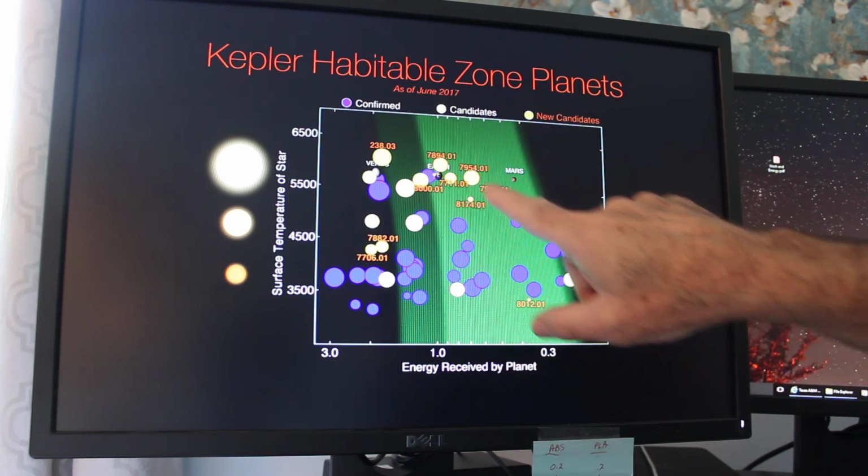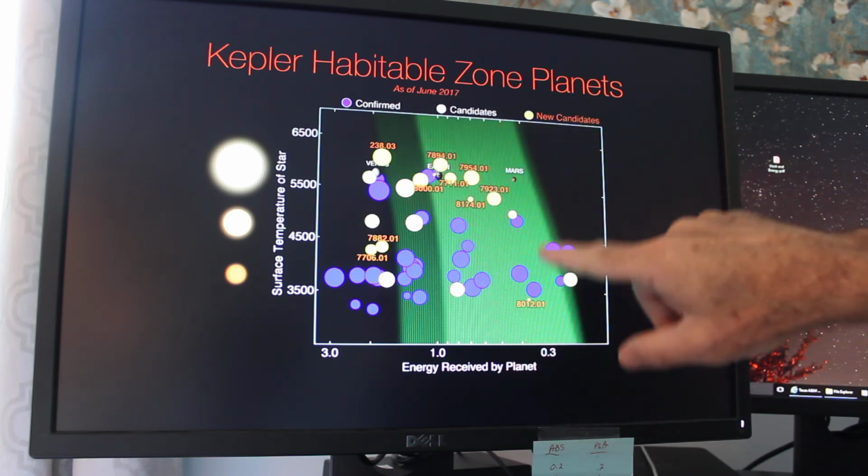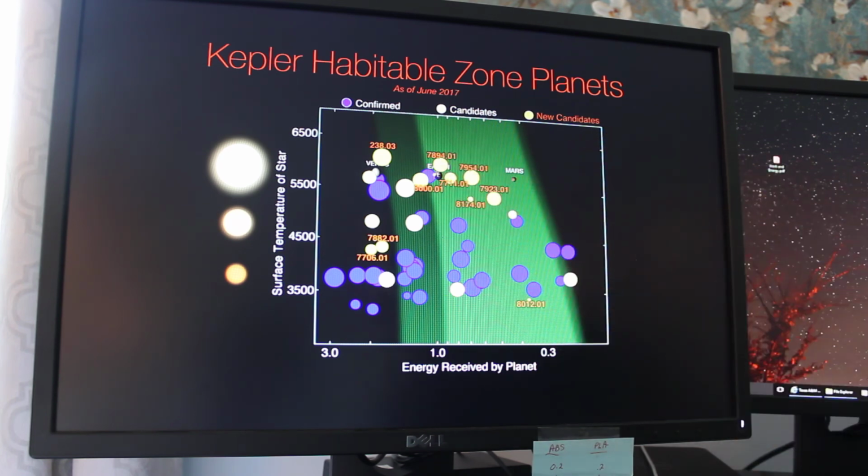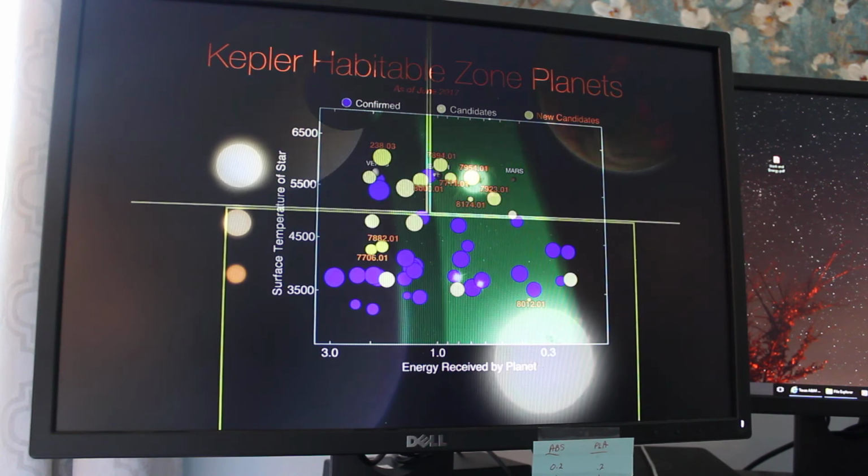All right, but you see all the blue ones and the white ones here? These are candidates or confirmed ones. These are candidate ones, and these are new ones. These are the ones that we're most interested in because those seem to have life-like conditions.